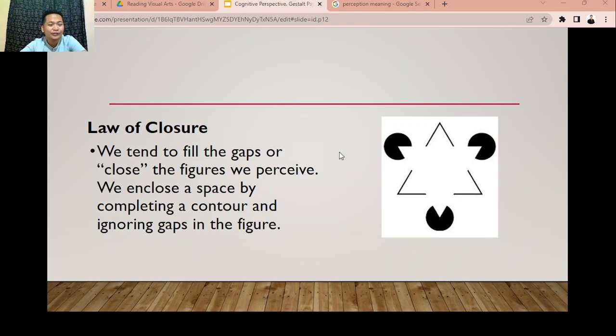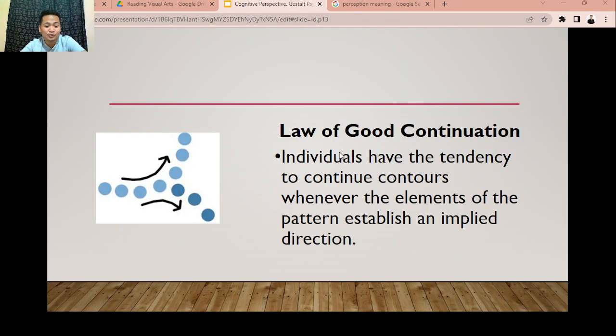So pwede mong i-present yung lesson mo about gender equality, pero gusto mong i-find out yung mga specific details of this, yun na yung gap. Pag-researchin mo sila, discovery method na yun. Okay? That's an application of law of closure.